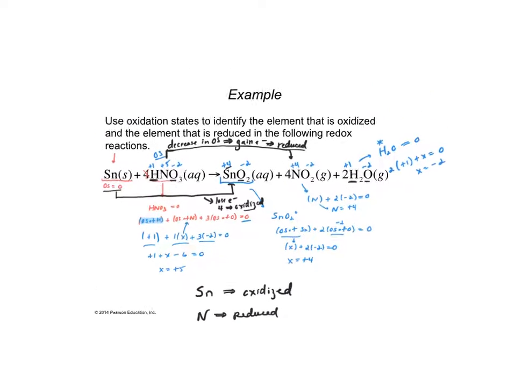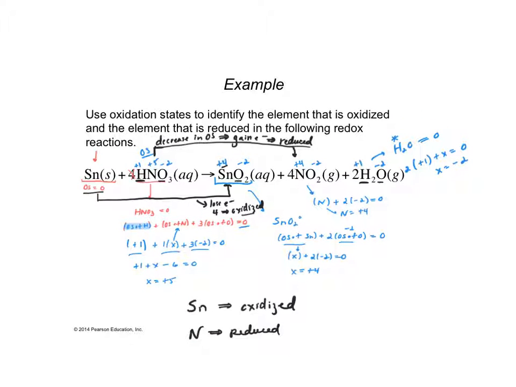And if we look at nitrogen, we saw that it gained electrons, and particularly it gained 1 electron. It went from a positive 5 to a positive 4. To do that, it has to gain just 1 electron.